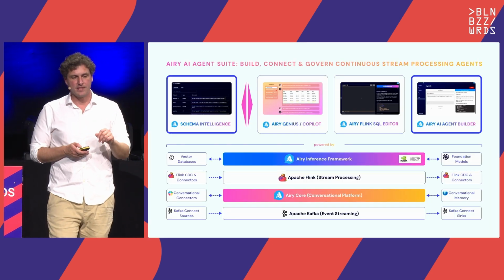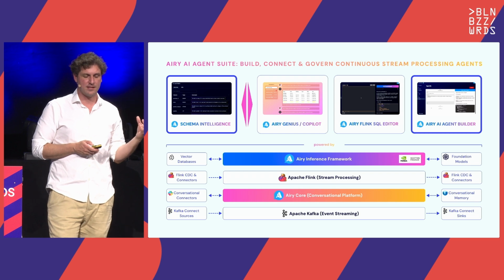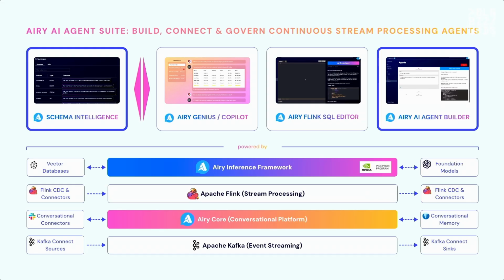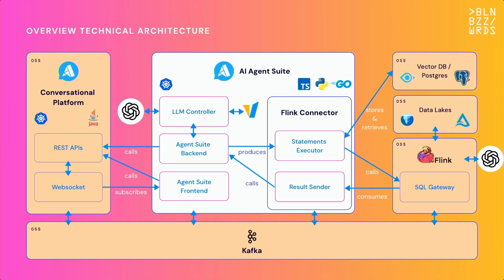So what we do with Airy is basically add a level of standardization on top of this. We offer an AI agent suite to build, connect, and govern continuous stream processing agents. I mention this specifically because there is one component that powers a lot of these experiences on top, which is something we call schema intelligence. And this is really crucial. So I wanted to quickly show you how the architecture of the system is built.